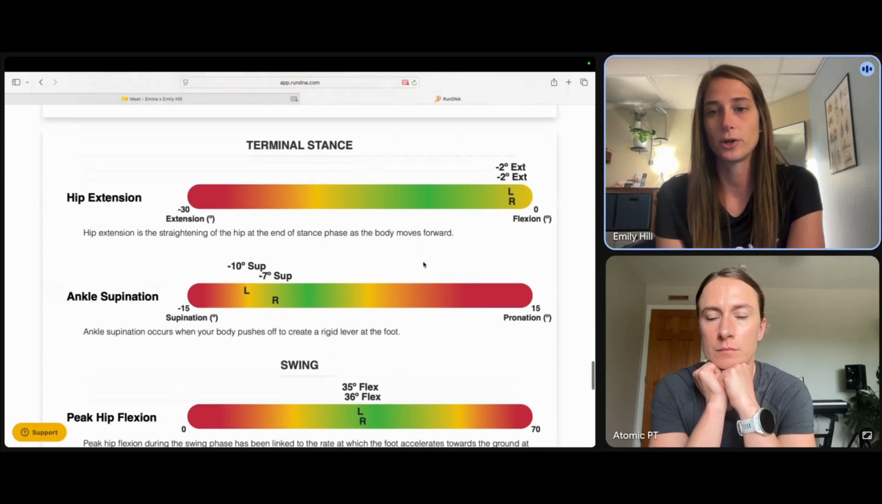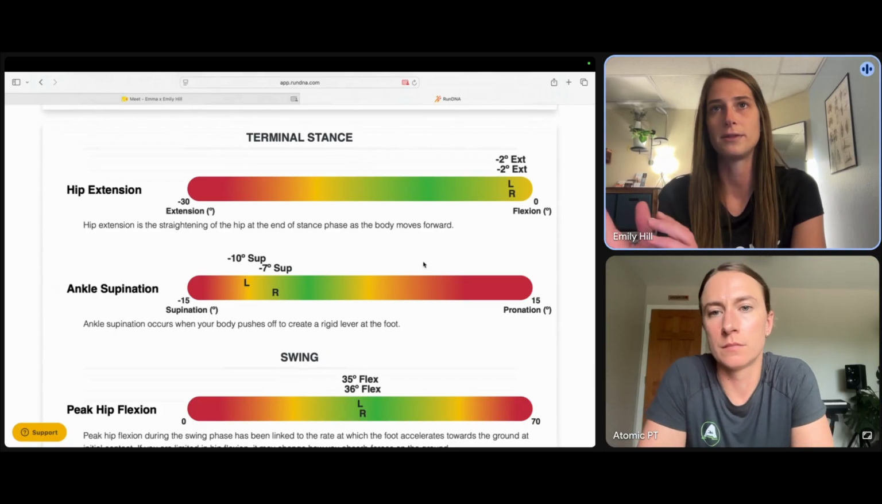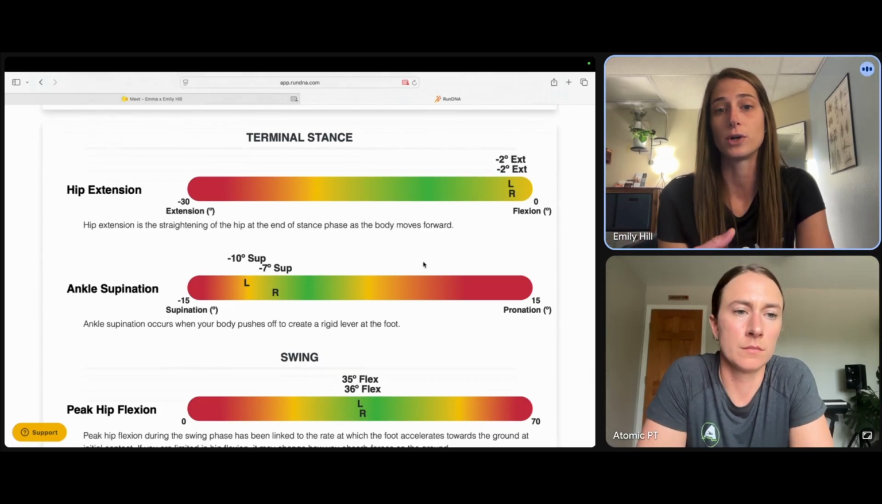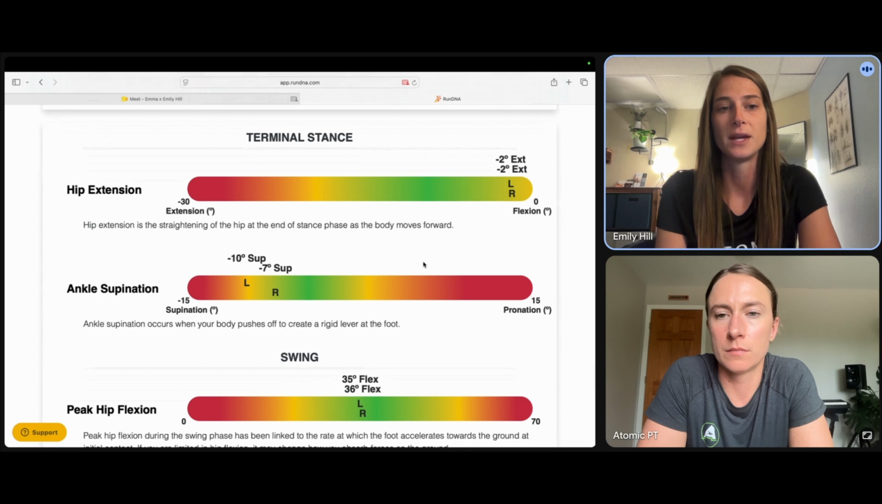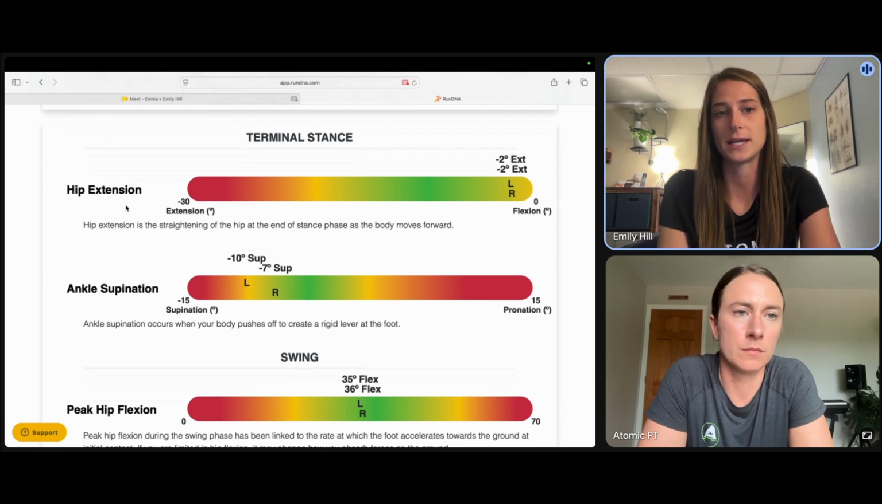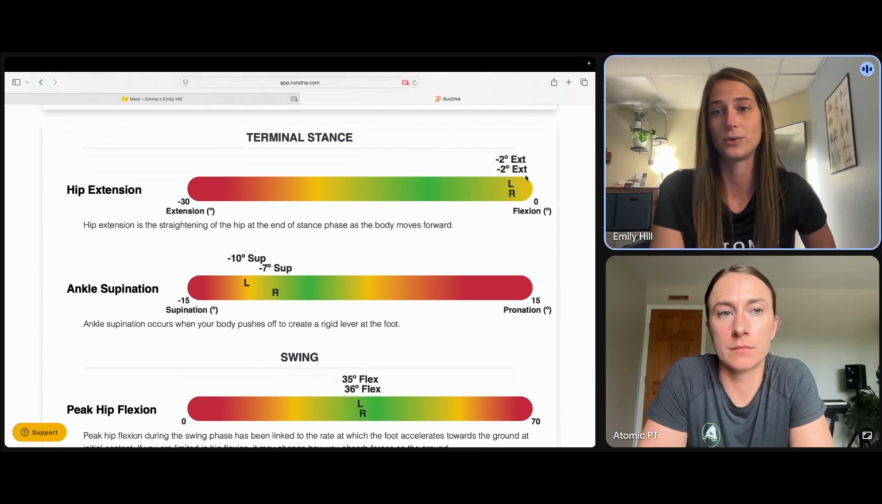And then looking at terminal stance. This is what the leg looks like right before it pushes off. So hip extension is when that hip's as far behind you as it can be. We're limited here. Ideally, we like to see somewhere between 10 degrees to 19 degrees, and she has about 2 degrees of extension on both.